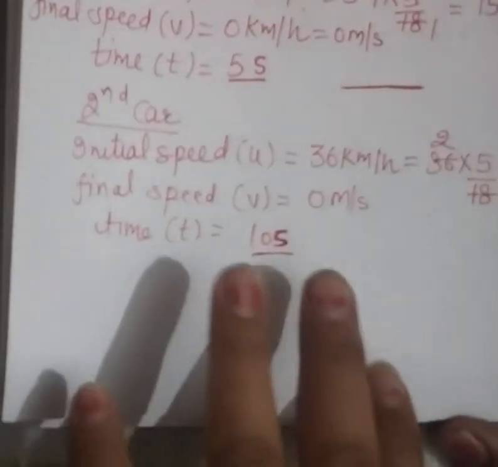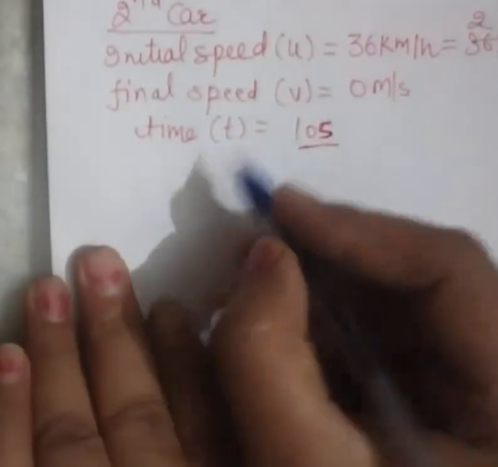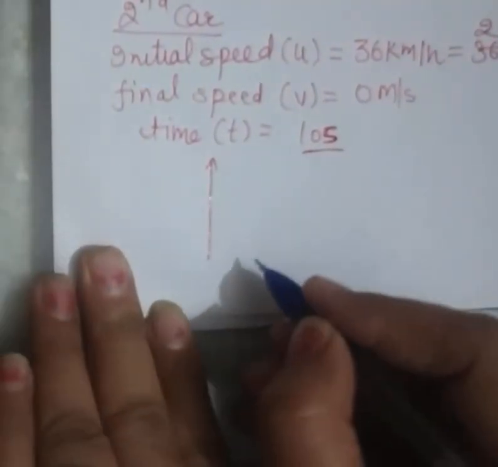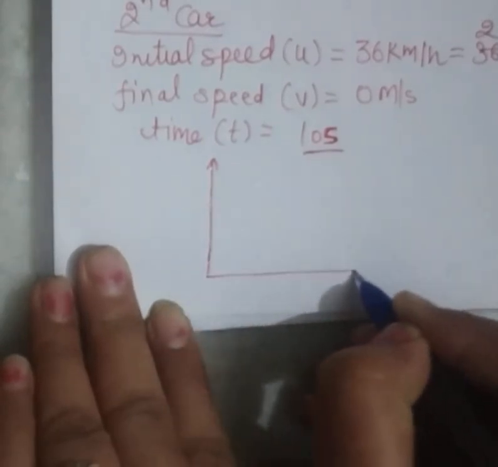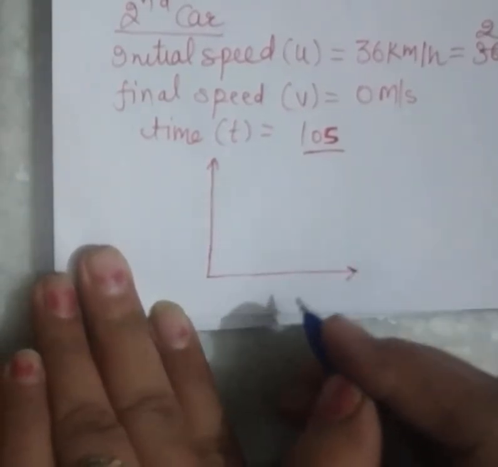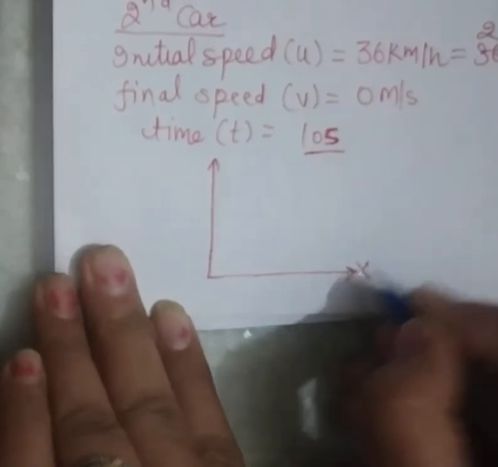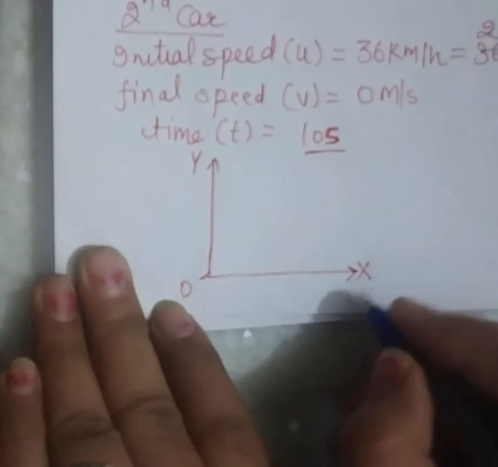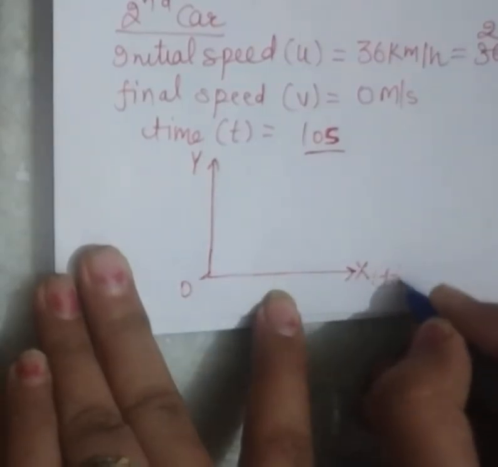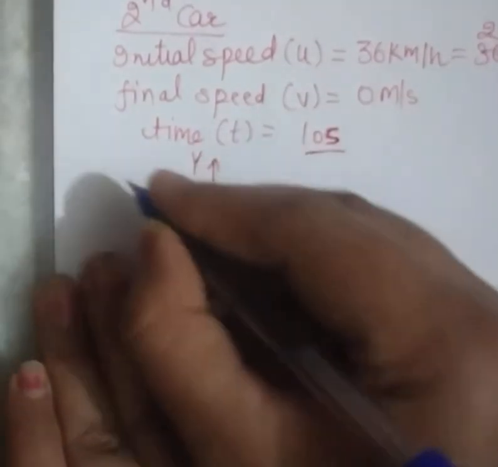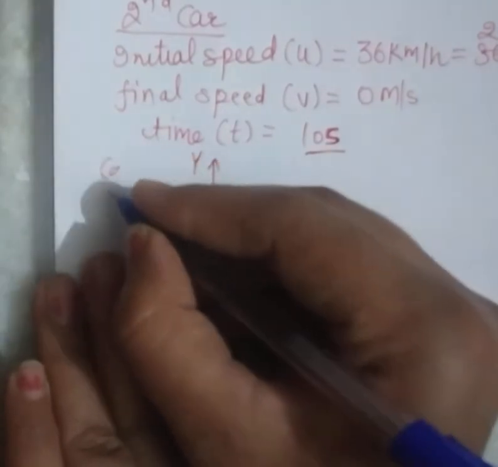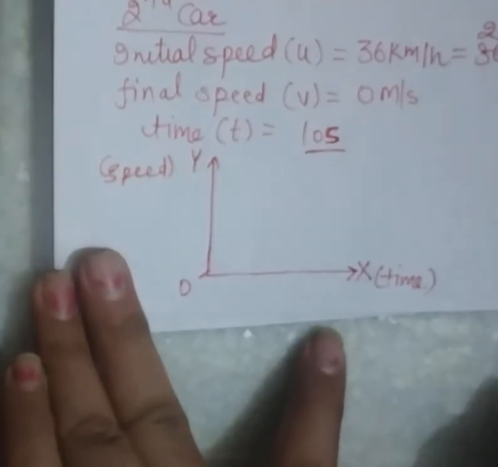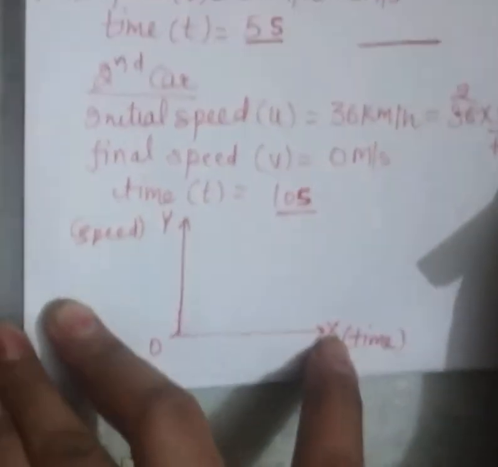Okay, so how can we draw the graph? We have to draw the graph first. So as to draw the graph, you have to take graph paper, not like me. X-axis, Y-axis, this one is the origin. Along X, what you have to take? I have told you, time. And along Y, what will you take? That is speed. For the first, speed is 15 meter per second.